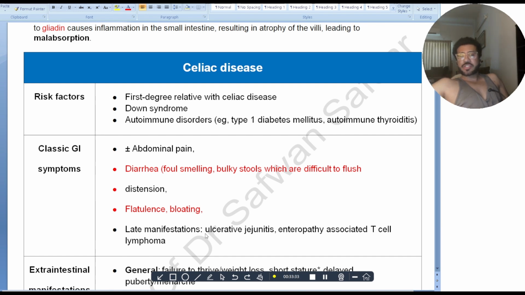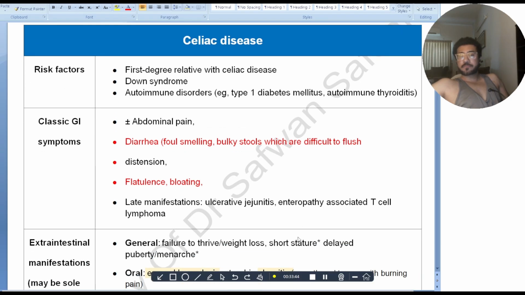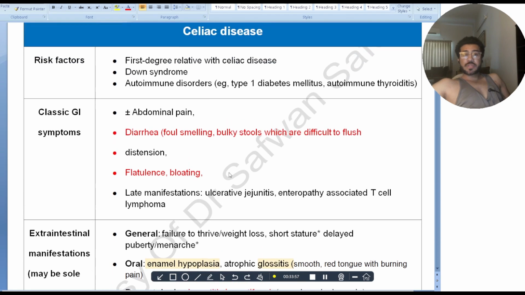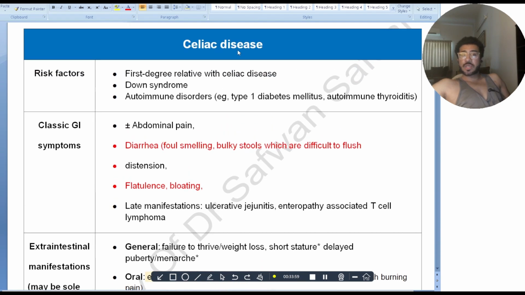As late manifestations, you need to just remember enteropathy associated T cell lymphoma. This is also termed MALT lymphoma. MALT means mucosal associated lymphoid tissue lymphoma. Celiac disease is associated with it. Other symptoms of celiac disease include depression and iron deficiency anemia. Why? Because iron is not absorbed properly, so it results in iron deficiency anemia.